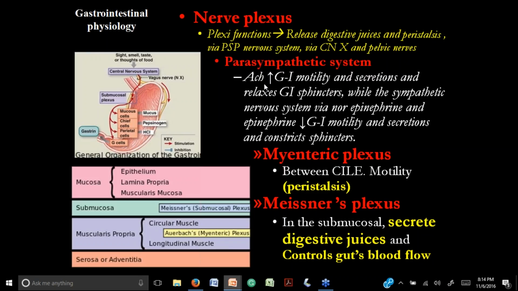parasympathetic nervous system, and on the other side we have the sympathetic nervous system that is going to release norepinephrine or epinephrine. As you can remember, there is a balance between the parasympathetic and sympathetic. So when the parasympathetic is increased, the signals of the sympathetic go down. And the opposite, when the sympathetic goes up, the parasympathetic goes down. So they are going to be opposite.